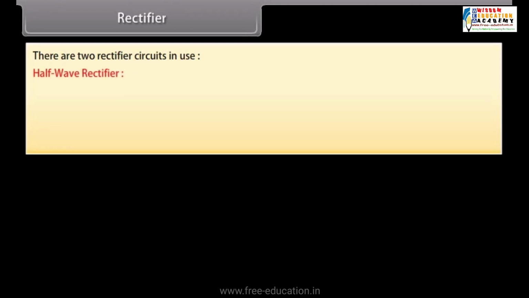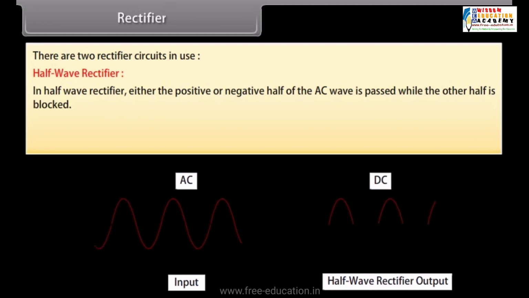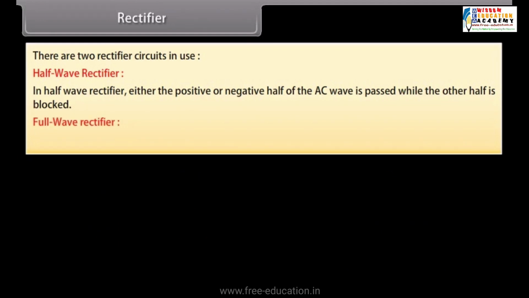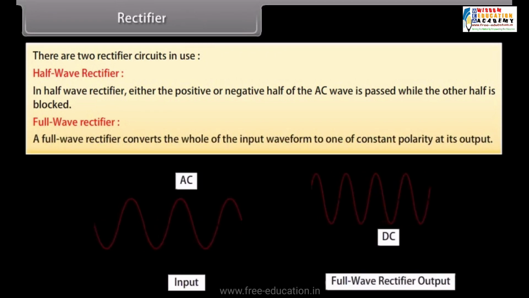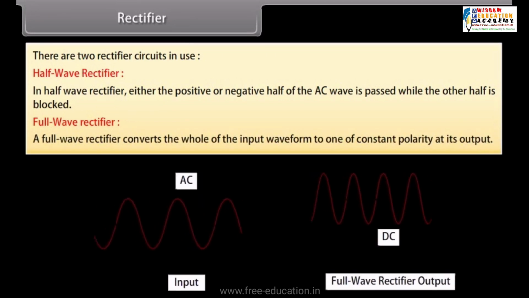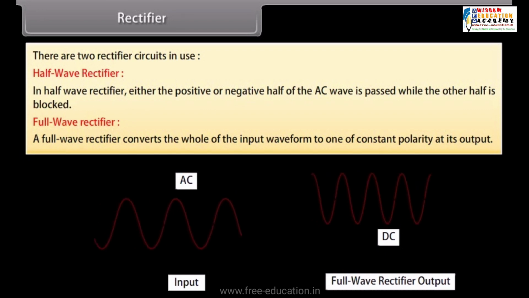Half-wave rectifier. In half-wave rectifier, either the positive or negative half of the AC wave is passed while the other half is blocked. Full-wave rectifier. A full-wave rectifier converts the whole of the input waveform to one of constant polarity at its output.